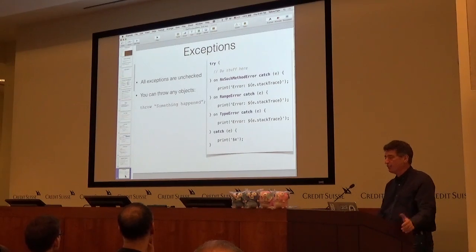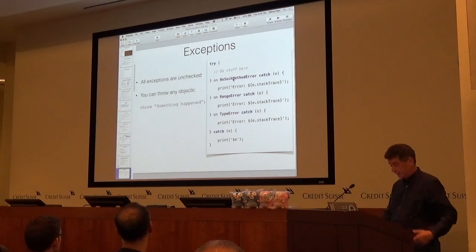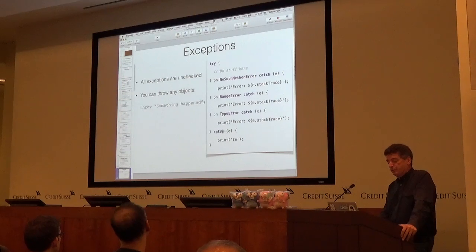Exceptions, similar to Java, just a little bit different. See try and catch, but what do you catch? You put on and the name of the error that you might expect. If you want to catch everything, just say catch and then the variable. As opposed to Java, in Dart you can throw any object. It doesn't have to extend from Throwable, just whatever you want to throw.